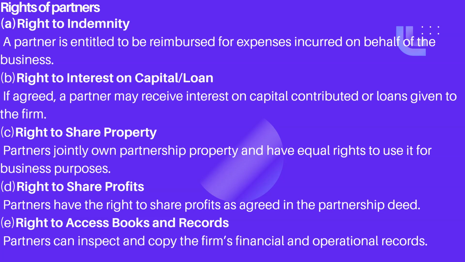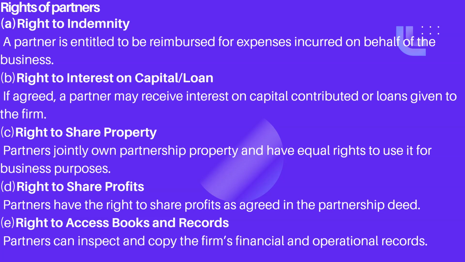The other one is right to interest on capital or on loan. So if you agree that you're going to lend the partnership an amount, it is important that you are repaid back with interest. And the other one is right to share property. Partners jointly own partnership properties and have equal rights to use them for business purposes. And then the other one is right to a share of profits. So you have a right to enjoy whatever money has been made based on what you agreed when we talked about the profit sharing ratio. It is your right to receive the amount.